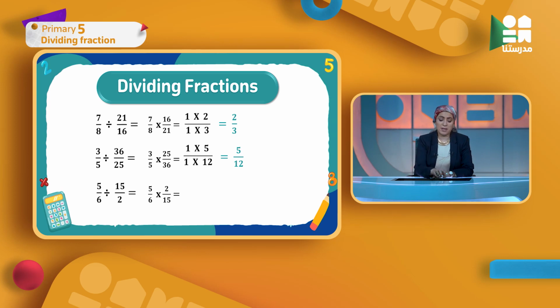So I will divide the 5 with 5 and the 15, which is the second denominator, by 5. It will be 3. And at the same time, I will divide the 2, the second numerator, by 2, which will give me 1. And the 6 at the bottom, divided also by 2, will give me 3. So the answer will be 1 times 1 over 3 times 3. So the answer will be 1 over 9.